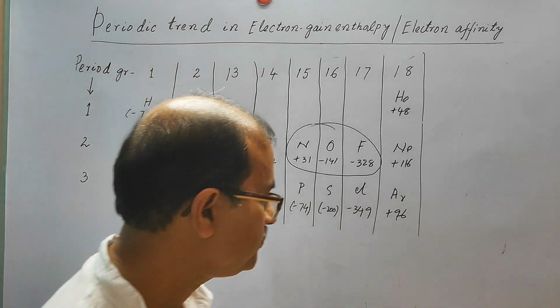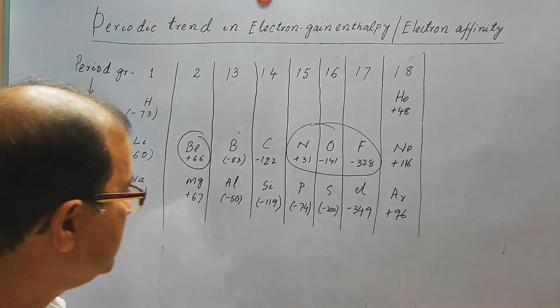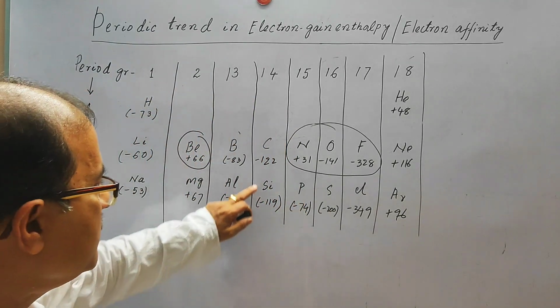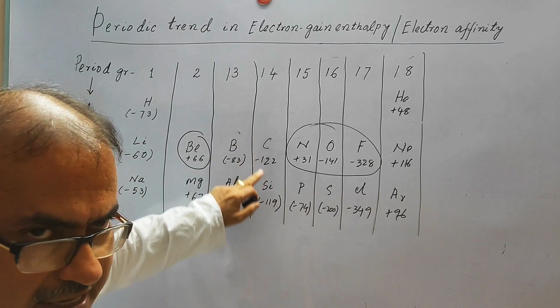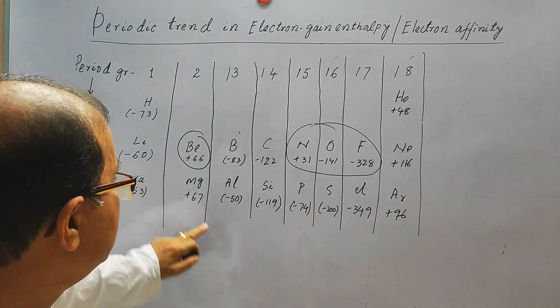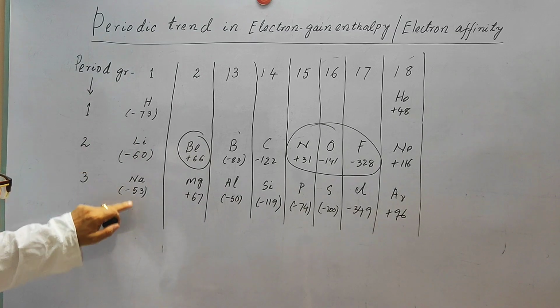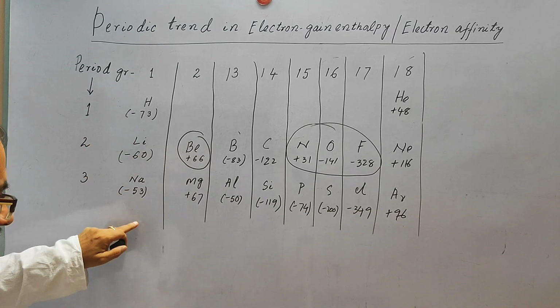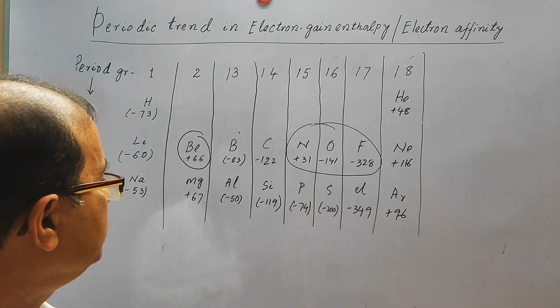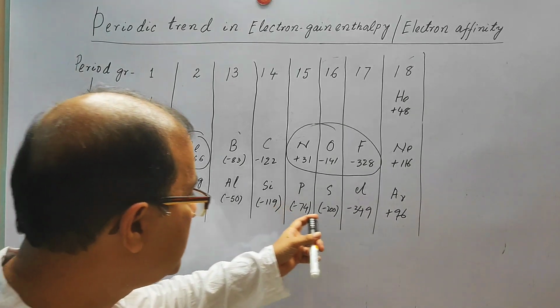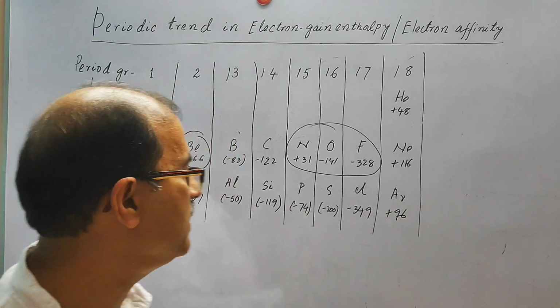But this is the reason. But in the other case you can see the carbon and silicon, you will see there is a decrease in the electron gain enthalpy. Lithium and sodium also show a decrease in the enthalpy, but here you can see there is an increase in the electron gain enthalpy.